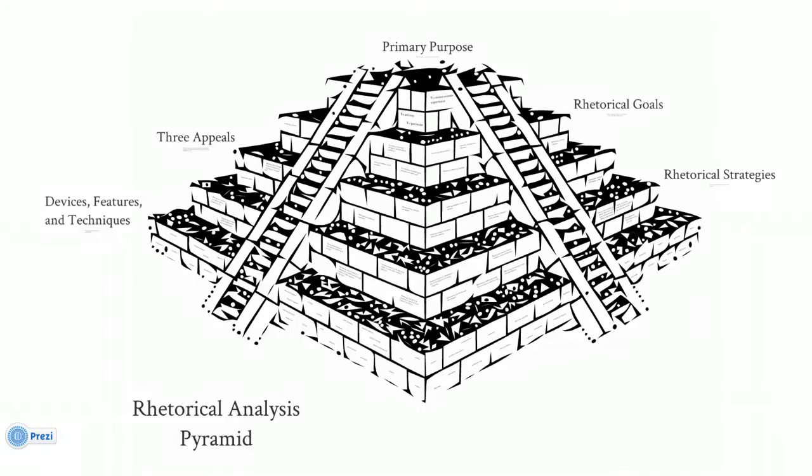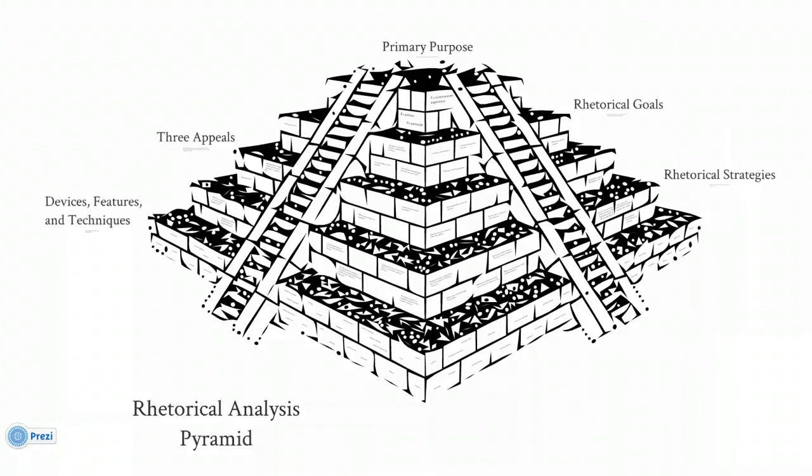And you can see right away the 5 levels I have here. Down there at the very bottom, that first level, I have the devices, features, and techniques that the author uses. More on that in a moment. Then above that, those devices are supporting the rhetorical strategies that the author employs. Those strategies then support the next level, which I call the 3 appeals. We'll talk about that in a minute, the 3 different ways that you can persuade. And finally, that level supports the penultimate level, the rhetorical goals that the author is trying to accomplish. And then finally, that level supports the ultimate purpose at that very top level, the primary purpose.